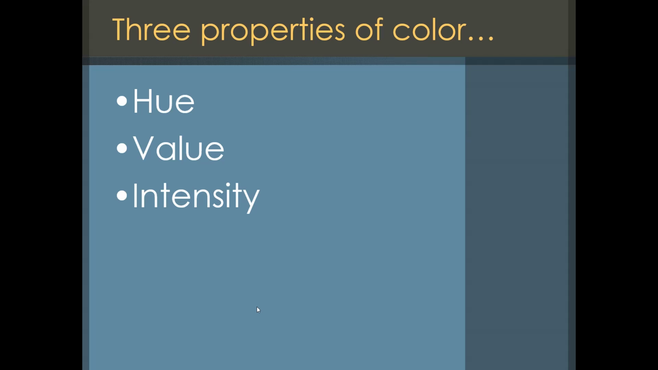Now that we have our basic 12 colors, there's 3 ways that we can utilize colors in any work of art. We can work with just the plain pure hue. We could change the colors by value, and we can change them by intensity. So there's 3 properties of working with color.